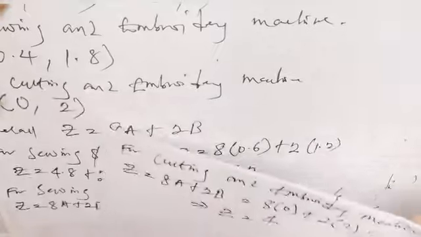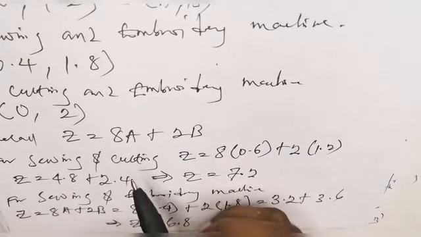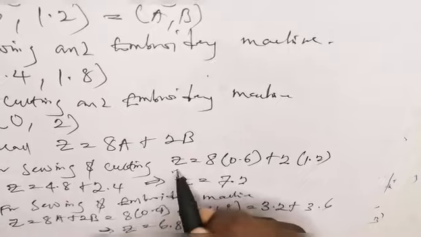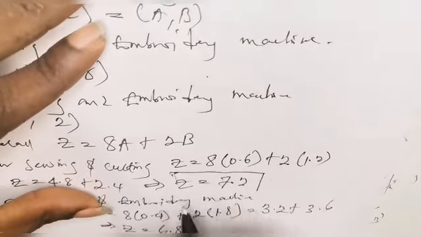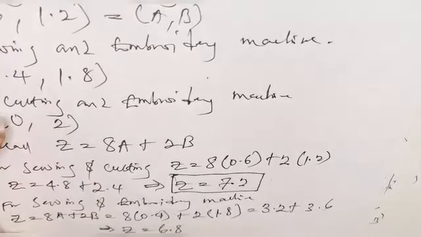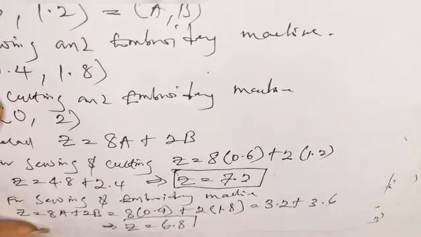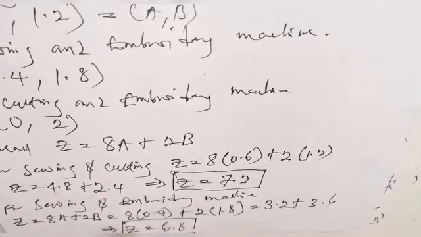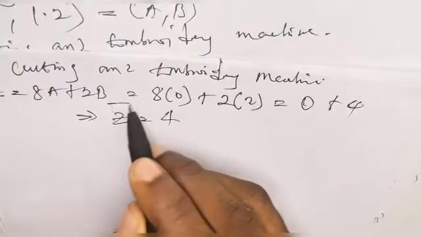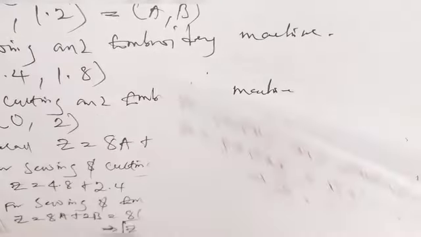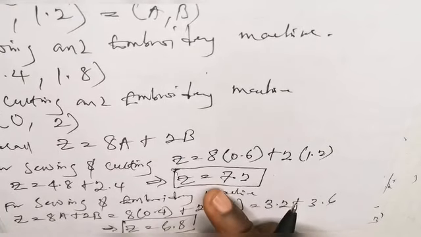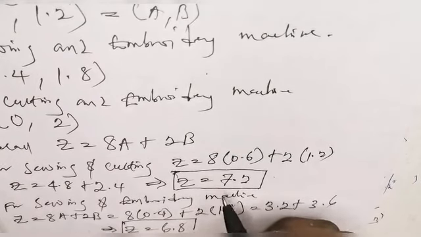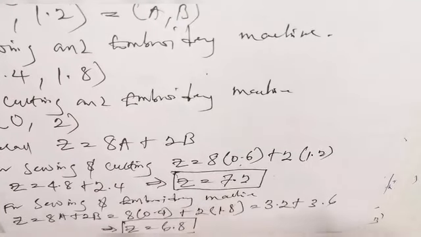So comparing the three values of z: for sewing and cutting machine, we had z to be 7.2. For sewing and embroidery machine, we had z to be 6.8. So notice now that 7.2 is the largest amongst the three. We have 7.2, 6.8, and finally 4 for cutting and embroidery machine. So the one that yields a maximum profit is 7.2, and that is when the number of clothes produced is 0.6 for A and 1.2 for B.